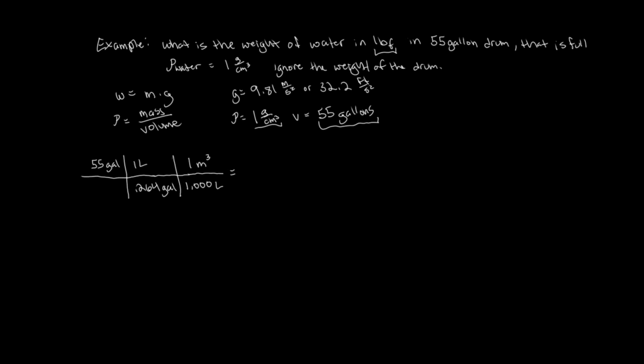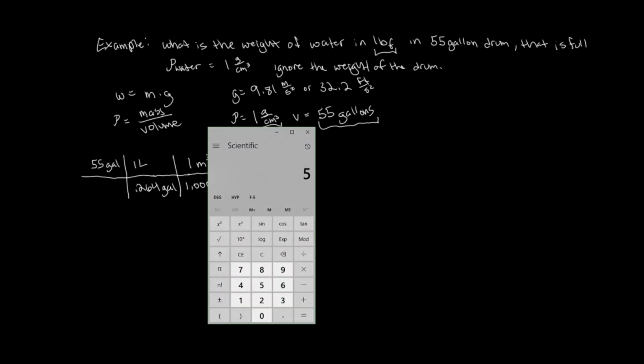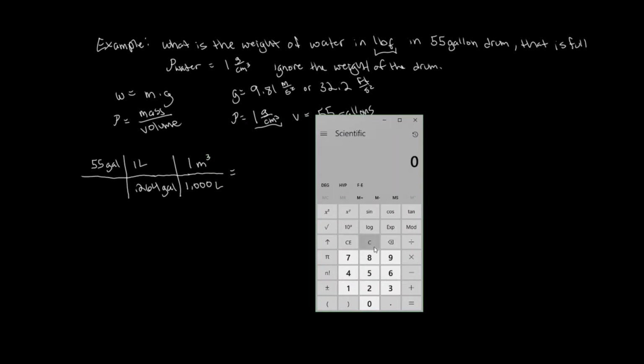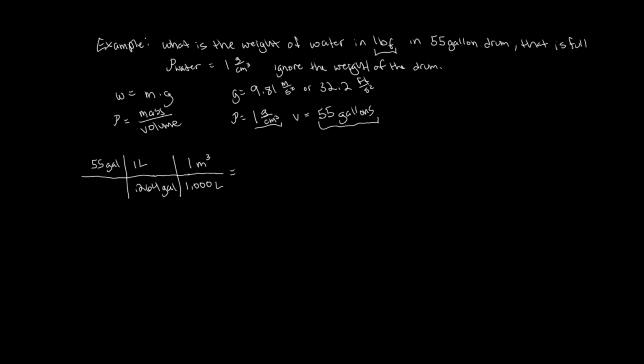And this is going to bring us to, let's break out our calculator. Let's clear. 55 divided by 0.264 brings us to that, and then we're going to divide that by 1,000, and we get 0.208 cubic meters. Because our units cancel, gallons are going to cancel here, liters are going to cancel here, leaving us only with 0.208 meters cubed. All right, now we have a new volume unit.